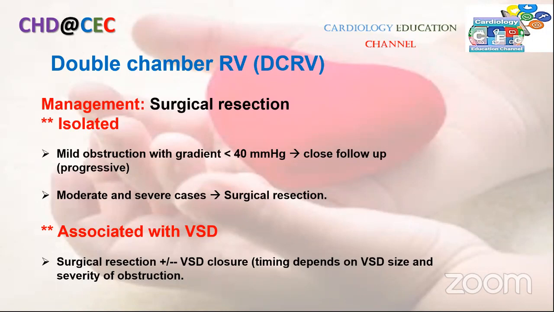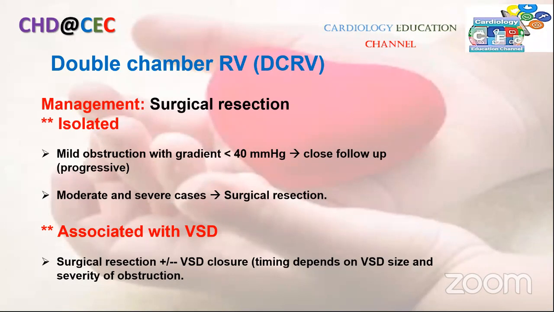So if you have a large VSD and a mild degree of obstruction, you will do it sooner for the sake of the VSD and the pulmonary circulation. If you have a small VSD and a severe degree of obstruction, you will do it for the degree of obstruction and by that time close the VSD also.